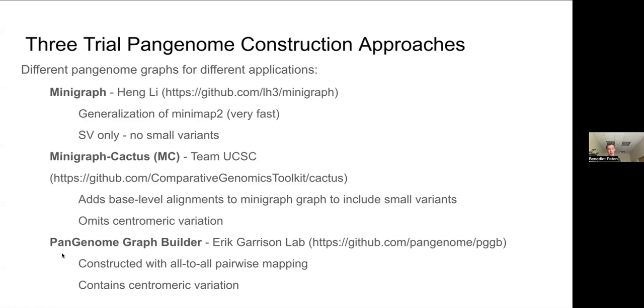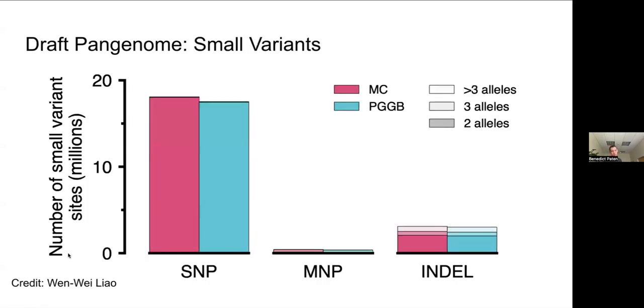And then finally, from Eric's lab, there's this PGGB, Pangenome Graph Builder, which doesn't take, unlike Minigraph and Minigraph Cactus, has no notion of a starting reference. It's a completely symmetric all-to-all process that is very ambitious and produces quite complex graphs, but that has a lot of value for certain purposes.